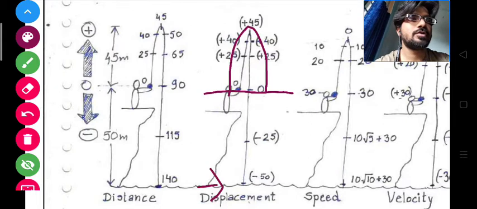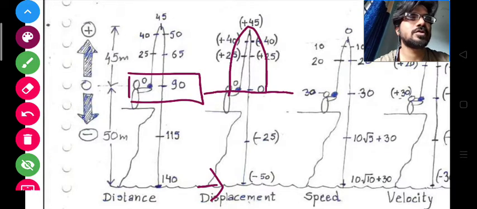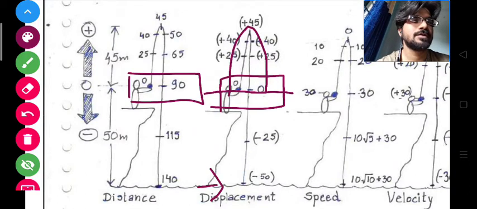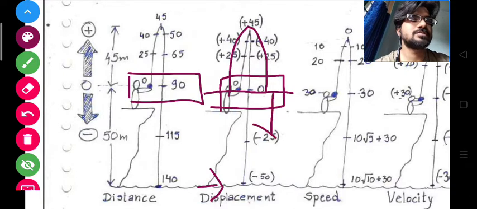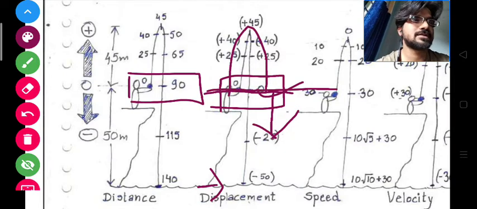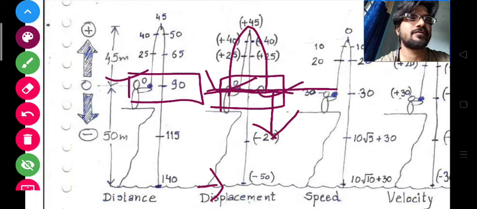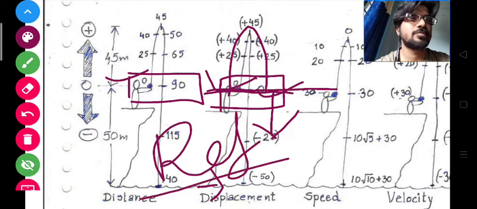From here to here the total distance was 90, but the total displacement, because it retraced its own path, became 0. And when it went further down, it will not add up, it will just become negative. After this point it becomes negative, and the direction is reversed from the original axis. So whenever we talk about distance and displacement, we always take the axis into consideration, that is the reference frame, reference point. That is important to note.